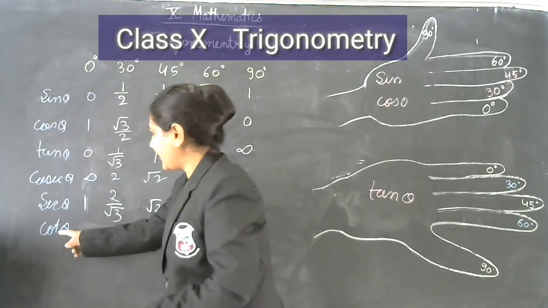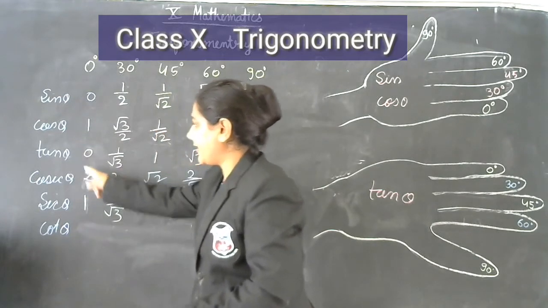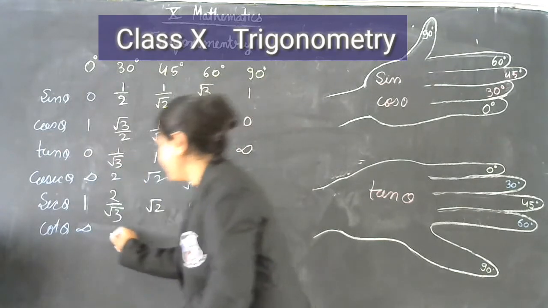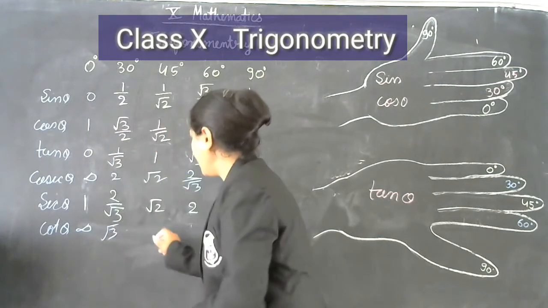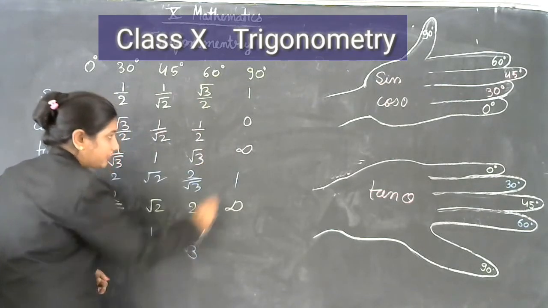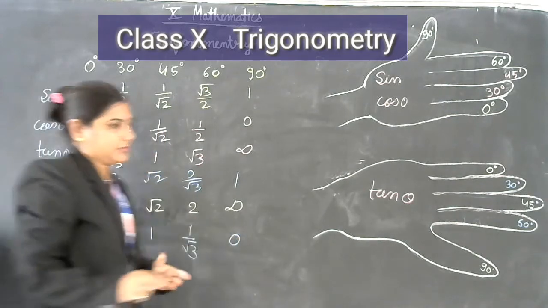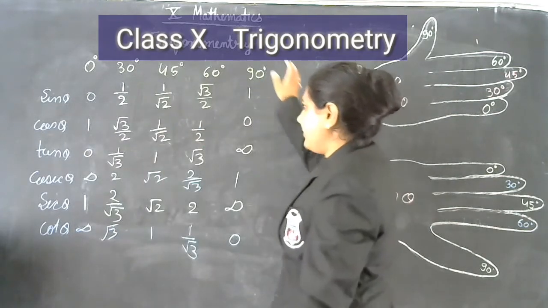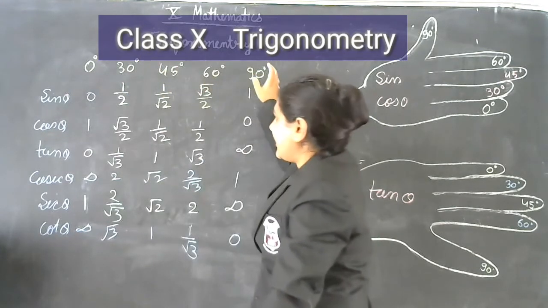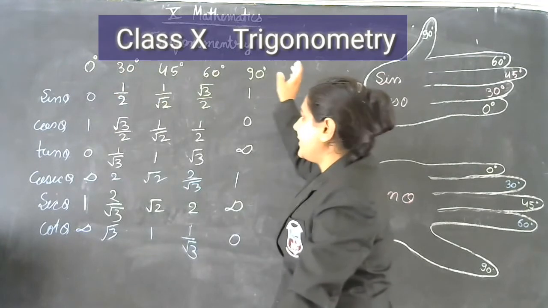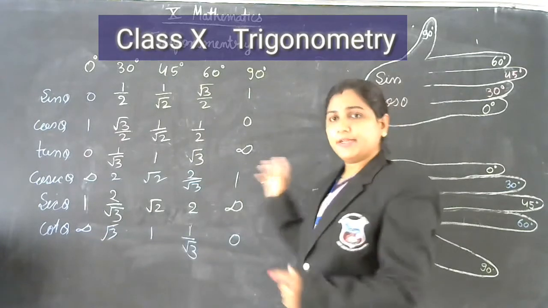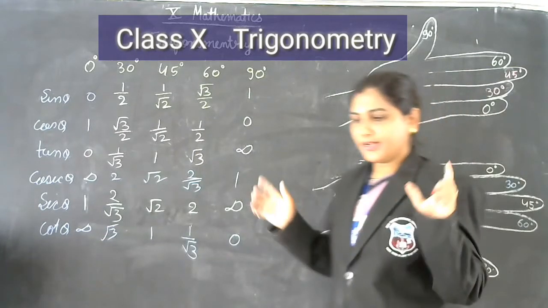Cot theta is the reciprocal of tan theta. So reciprocal of 0 is not defined, infinite. Reciprocal of 1 by root 3 is root 3. Reciprocal of 1 is 1. Reciprocal of root 3 is 1 by root 3. And reciprocal of infinite is 0. So these are the values of sin 0, 30, 45, 60 and 90, cos 0, 30, 45, 60 and 90, and for tan, cosec, sec and cot. So I think it is easy to keep all the values in your mind.